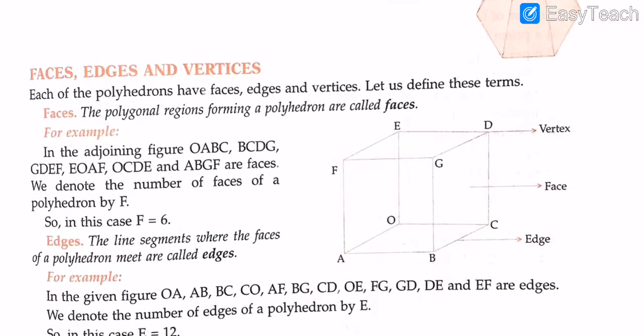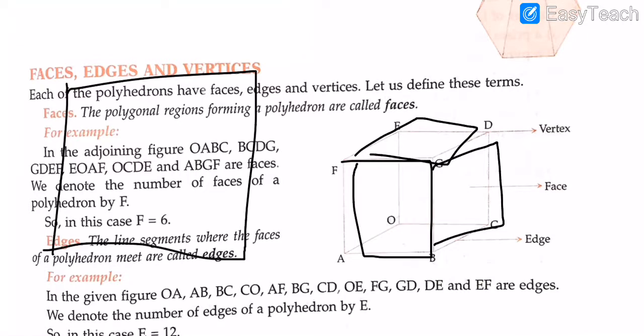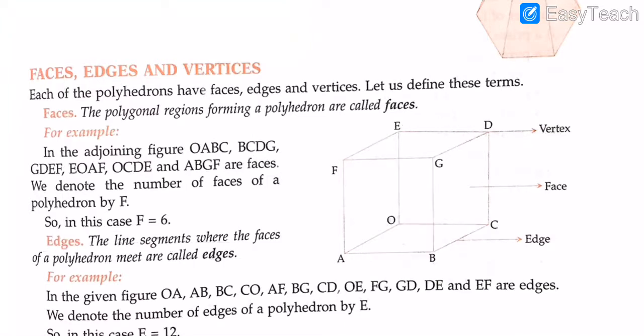Now, let's get to know about faces, edges, and vertices. Each of the polyhedrons has faces, edges, and vertices. Faces: the polygonal regions forming a polyhedron are called faces. So this is a face, this is a face, this is a face. So basically polygons, like in a cube, this is a polygon made up of straight lines. So polygons that make a polyhedron are known as faces, basically the outer parts.